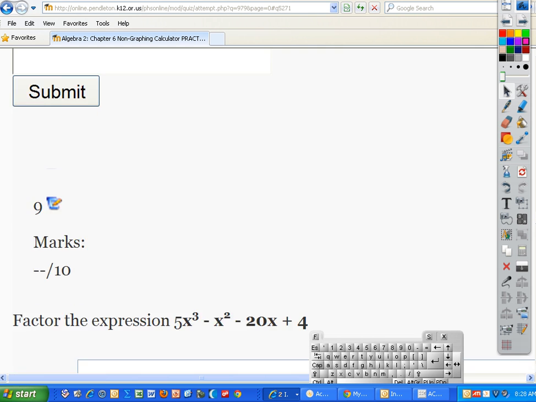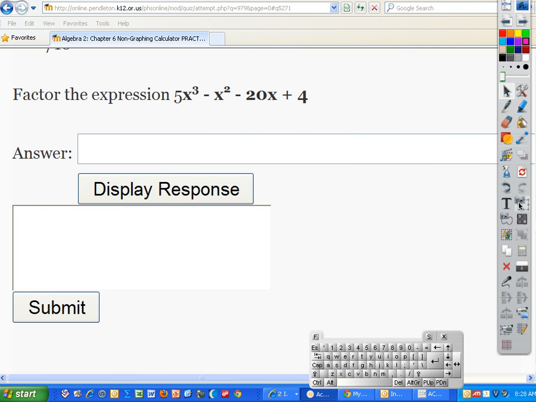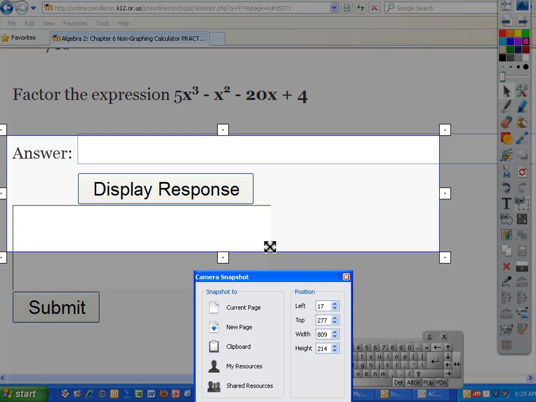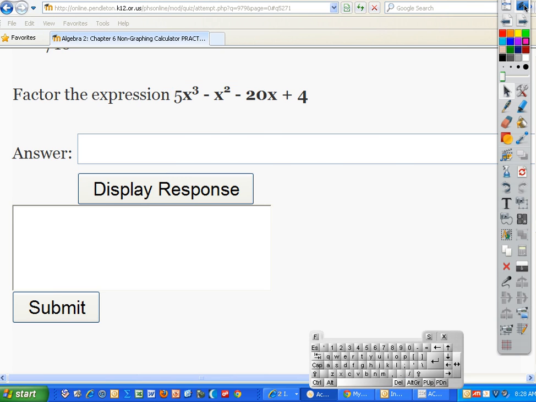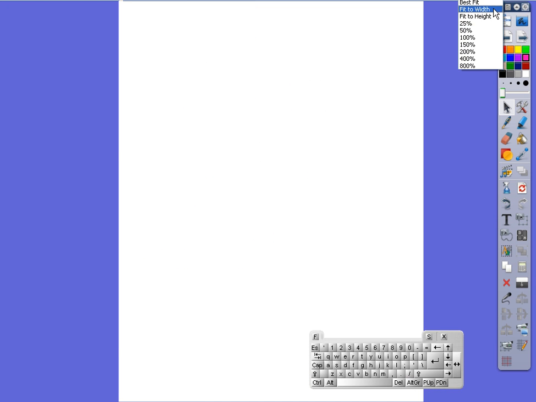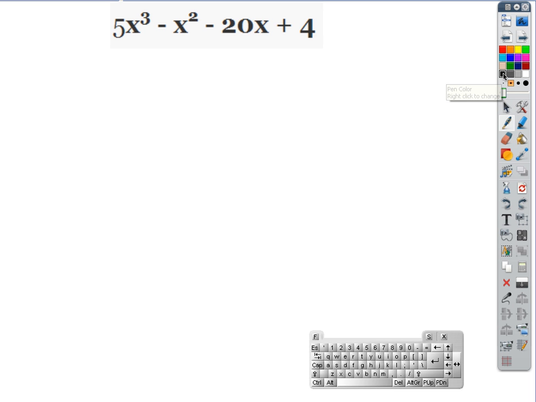Okay, what about this one? What if you have four terms? Group. Good. We group it. Okay. Let's do one of those. So we always want grouping. Remember, we're just going to break this up into the first two terms plus the second two terms.